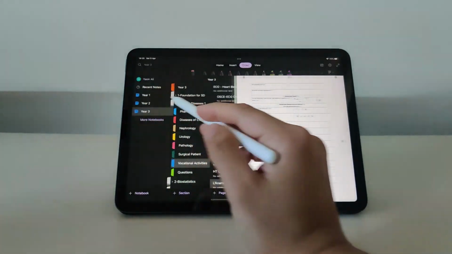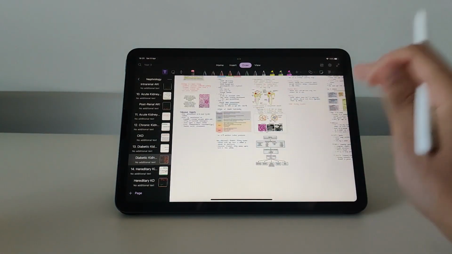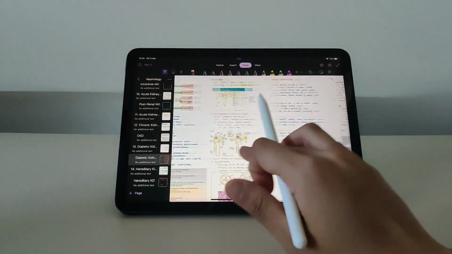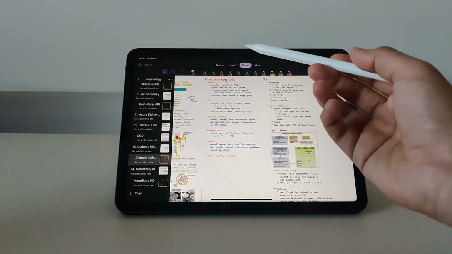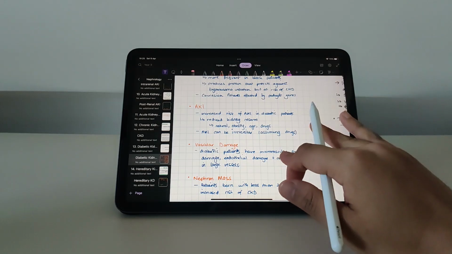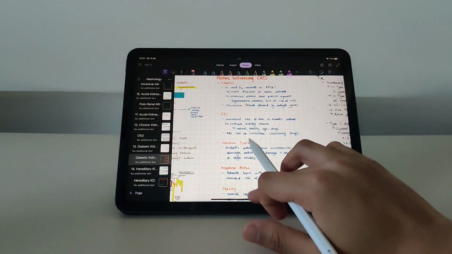So if I go back onto, I don't know, nephrology for example, and I go into diabetic kidney disease, it's a lot easier for me to visualize all the notes and classifications, treatments, factors influencing. Obviously my handwriting might not be the best, but as long as I understand it, that's the main part.